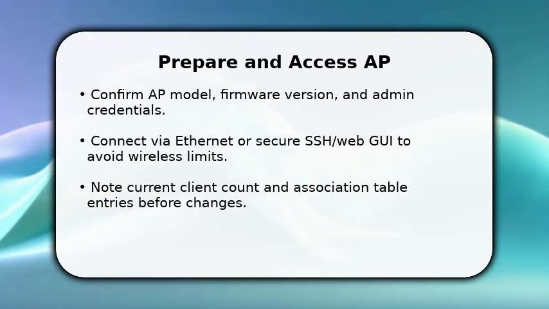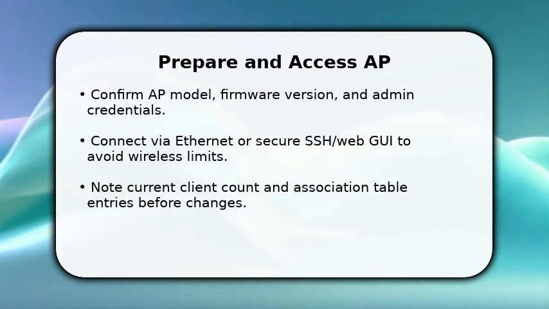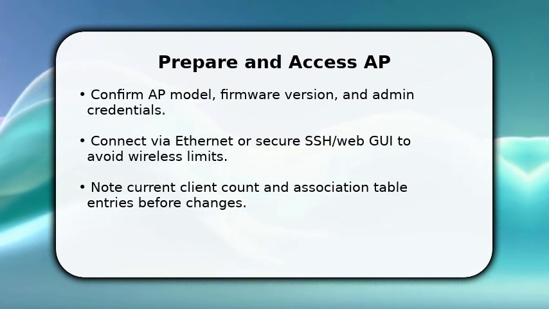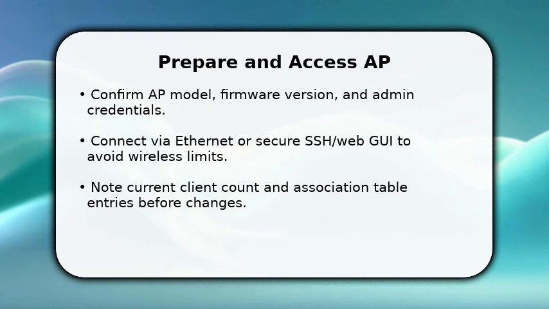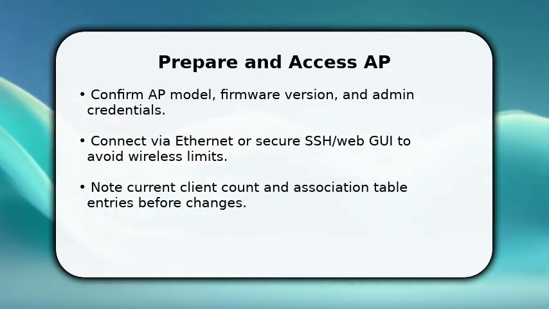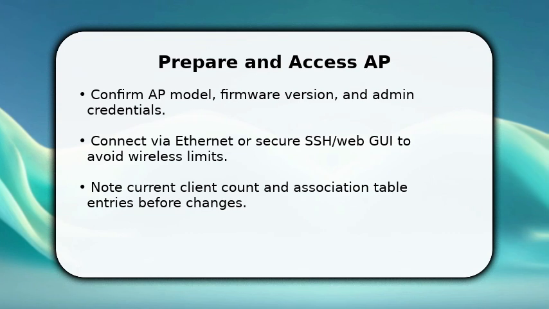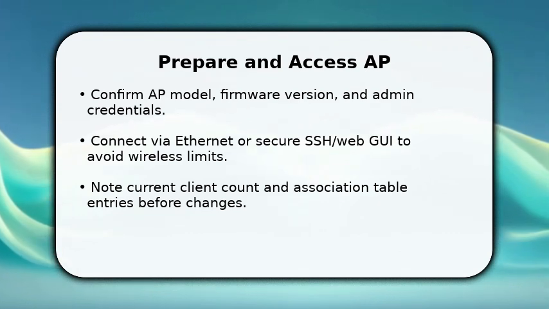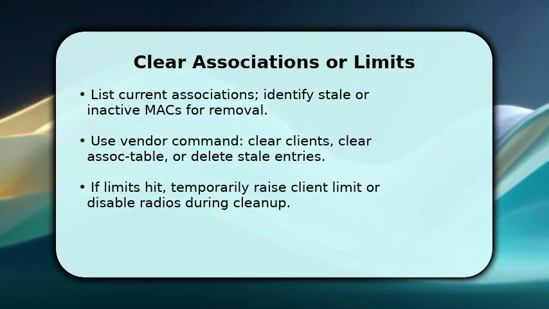You start by confirming the access point model and firmware because the procedure varies by vendor, and that affects commands. Once done, connect via Ethernet or SSH to avoid hitting the wireless association limit while you work. Make sure you have admin credentials and note the current client count and association table entries so you can verify the change. If you can, put the AP into maintenance mode or disable SSIDs briefly to prevent new clients joining while you clear associations.